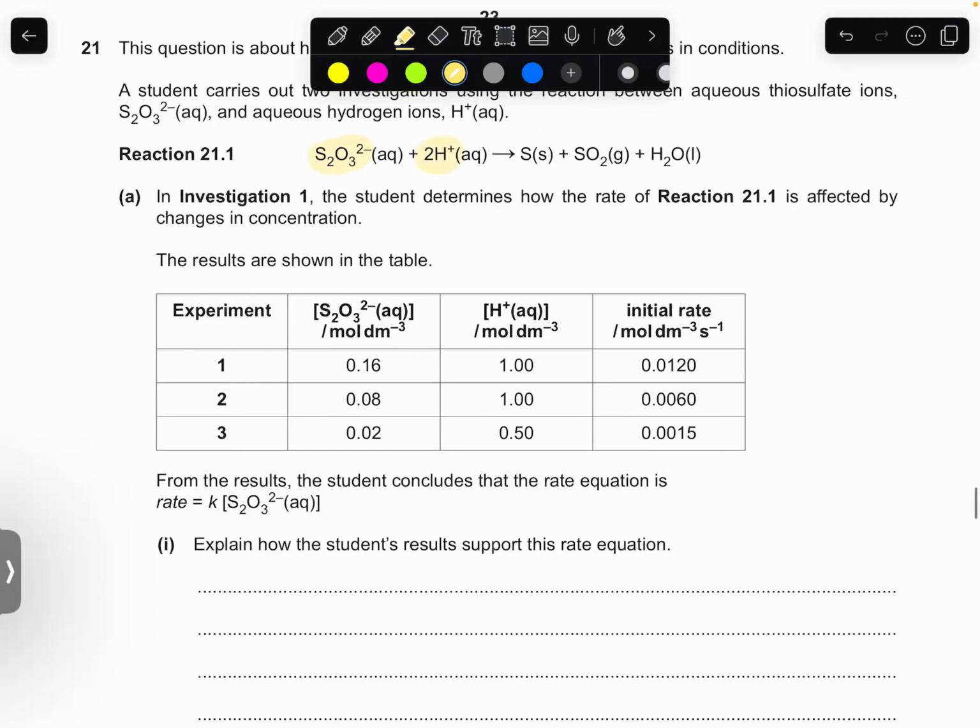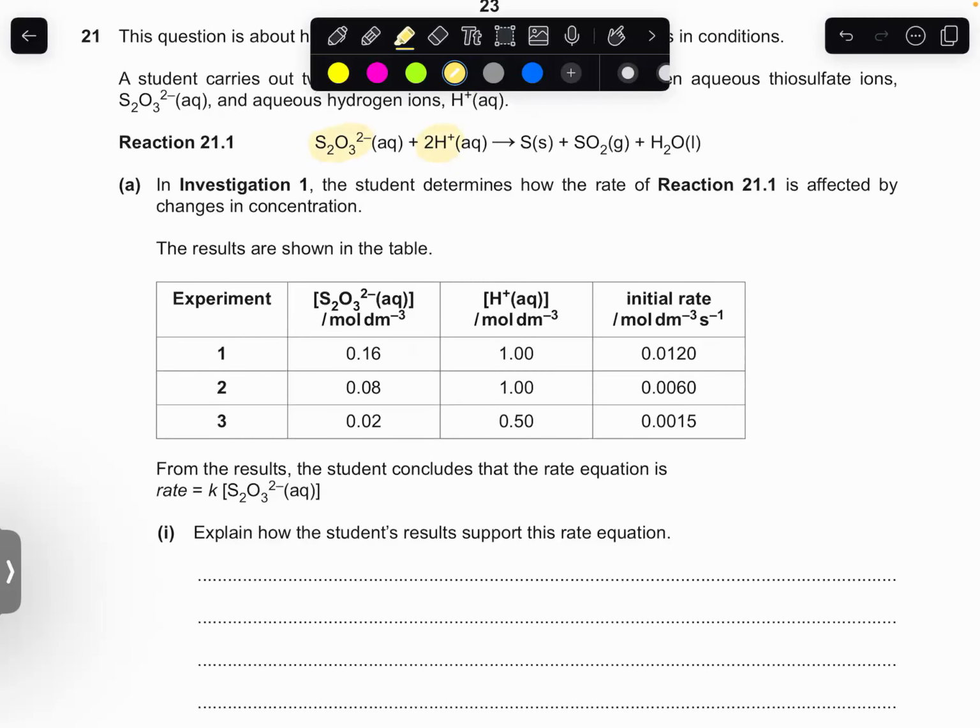You've got the data from an investigation. In investigation 1, the student determines how the rate of reaction is affected by changes in concentration. From the results, the student concludes that the rate equation is this. Explain how the student's results support this equation.